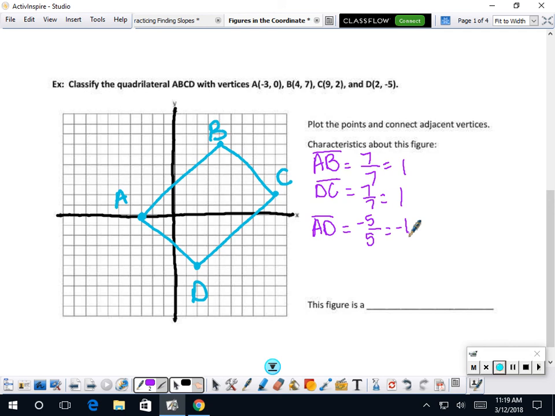Now I want the slope of the line that is parallel to this. So that would be the line BC. And again, I'm going to go down, so that's negative 1, 2, 3, 4, 5, and then I'm going to run 1, 2, 3, 4, 5. So negative 5 over 5 we said reduces to negative 1.